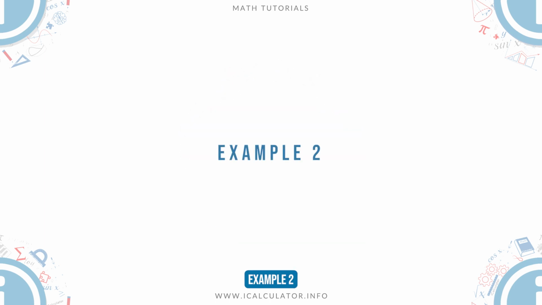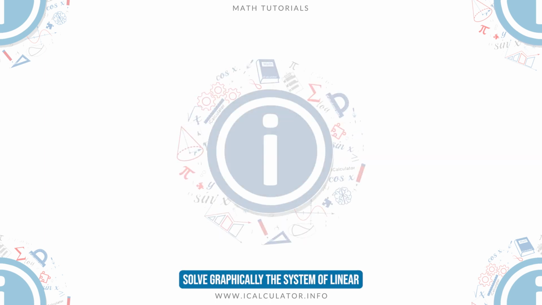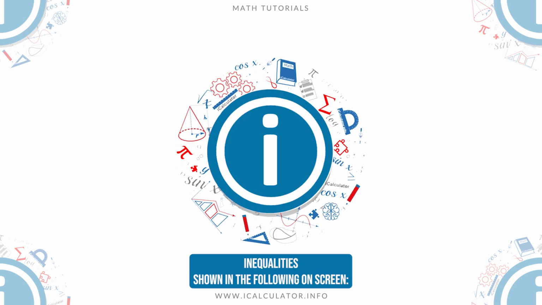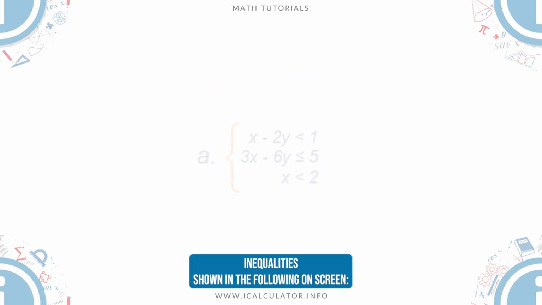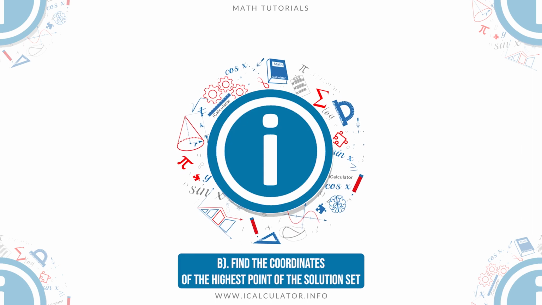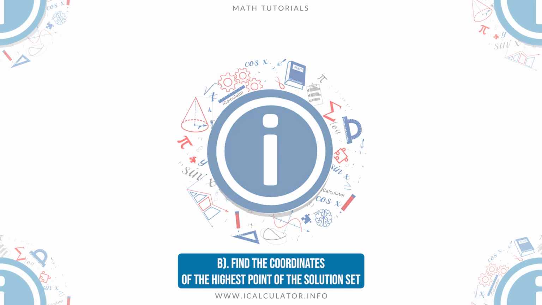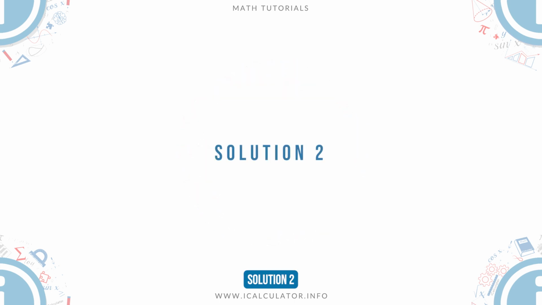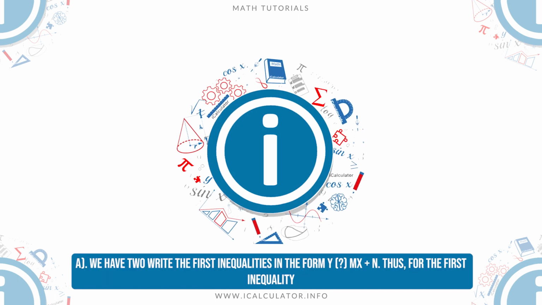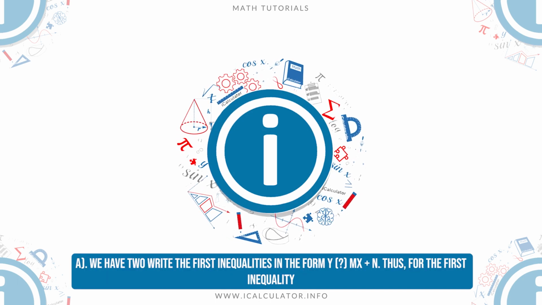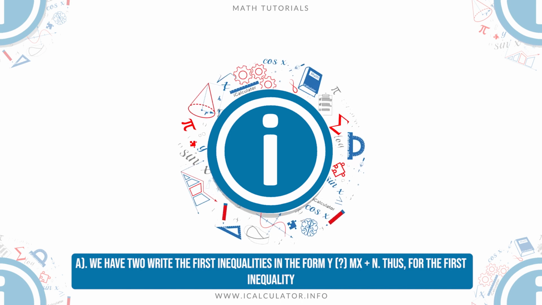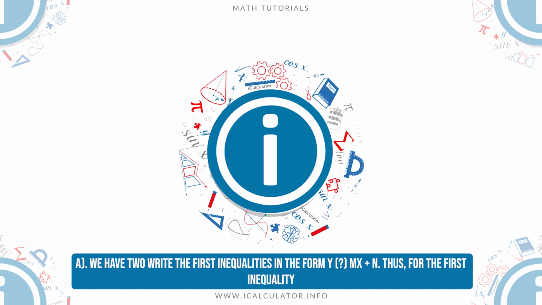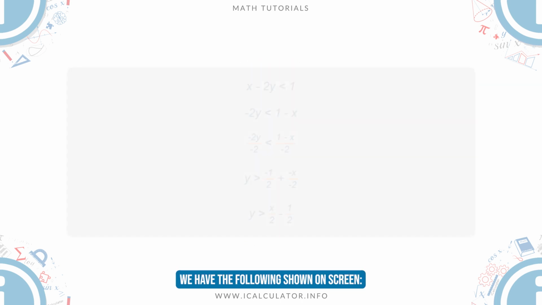Example 2. A. Solve graphically the system of linear inequalities shown on screen. B. Find the coordinates of the highest point of the solution set. Solution 2. A. We have to write the first inequalities in the form y equals mx plus n. Thus, for the first inequality, we have the following shown on screen.